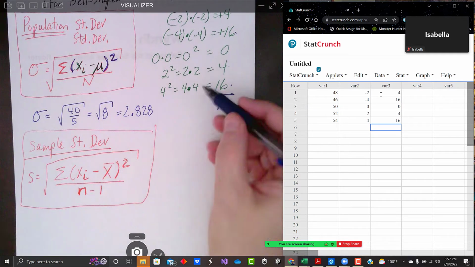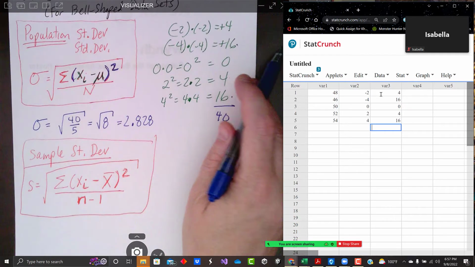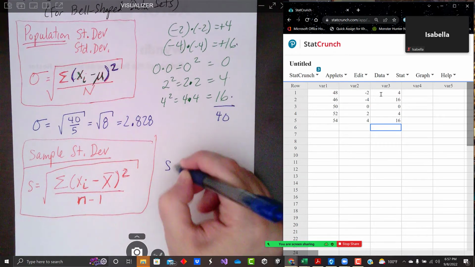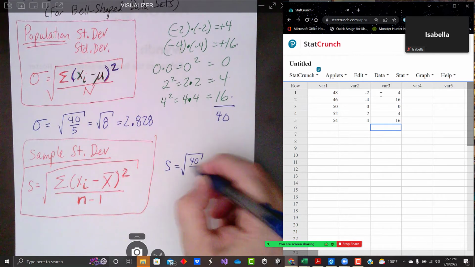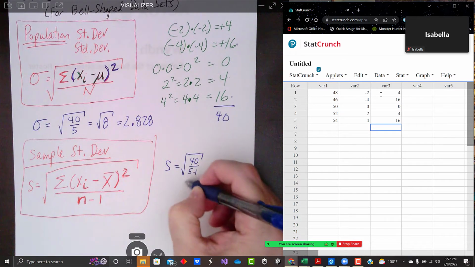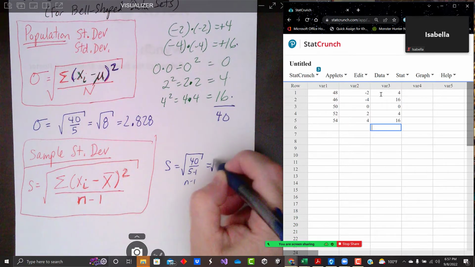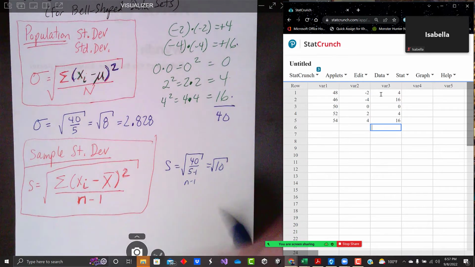Yeah, if I do the same thing with the same group, treat it as a sample rather than as a population, the only difference here would be S equals square root of 40 divided by 5 minus 1, which is n minus 1. 5 minus 1 is 4. 40 divided by 4 is 10. So S equals the square root of 10, which is a little bit above 3.